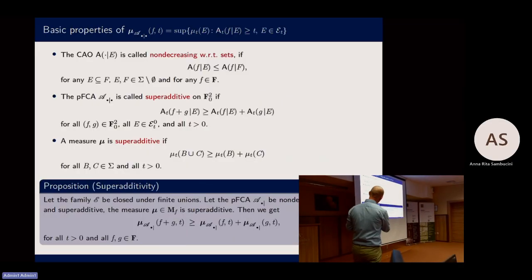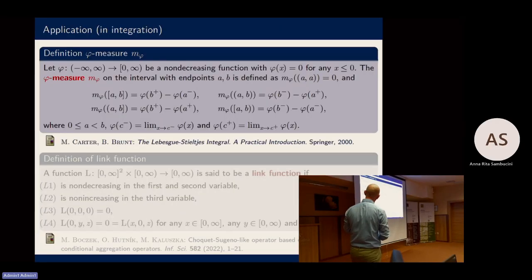I know. There is just one small example of a proposition for super additivity, because this property is important when we want to integrate, because the integral will not be additive, so at least super additive and so on. And there are some properties which should be included in this proposition. Of course, it is not a necessary and sufficient condition, just sufficient.